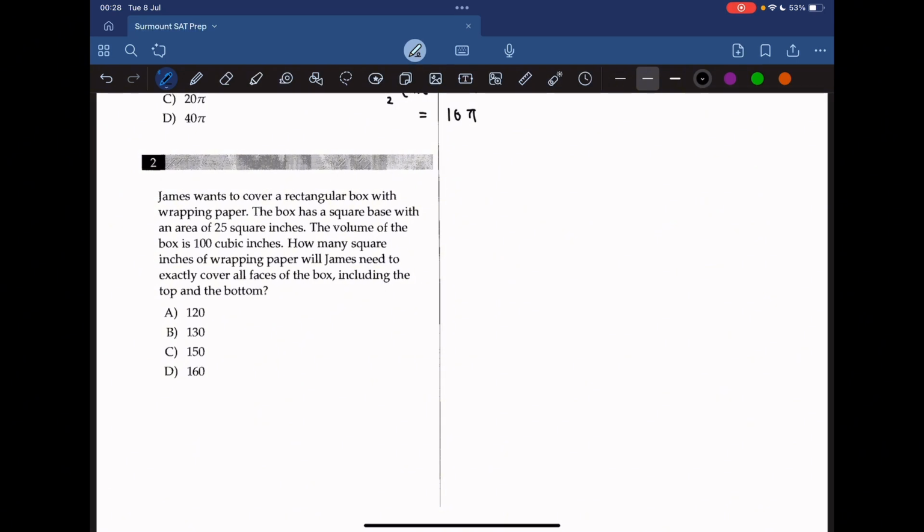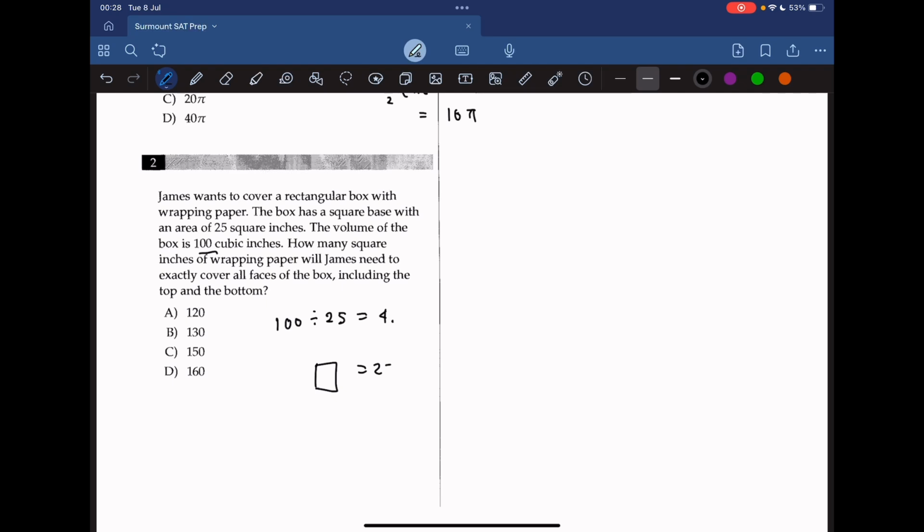James wants to cover a rectangular box with wrapping paper. The box has a square base with an area of 25 square inches. The volume of the box is 100 cubic meters. How many square inches of wrapping paper will James need to exactly cover all faces of the box, including the top and the bottom? So let's first calculate the height of the box, by dividing the volume by the area of the base. The volume is 100 cubic meters, and we divide it by the base, which is 25, and we get 4 as the height.